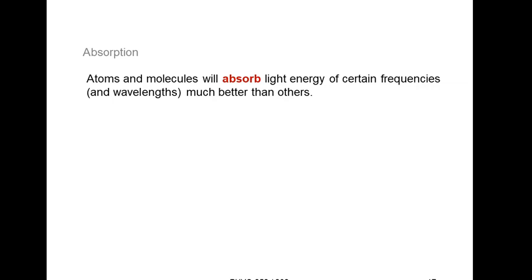Now, if you look at a certain atom or molecule, there are certain frequencies or wavelengths that are absorbed much better than other frequencies or wavelengths. That's because of the atomic energy level structure of the atoms and molecules. You may have talked about atomic energy levels or molecular energy levels in chemistry. We'll talk more about them when we get to some quantum optics and atomic physics. But long story made short, certain frequencies will be absorbed much better than other frequencies.